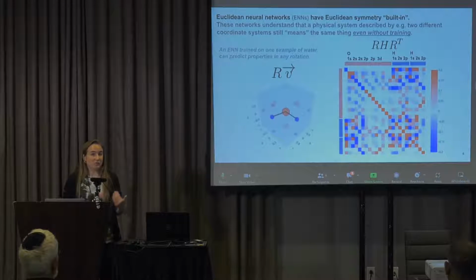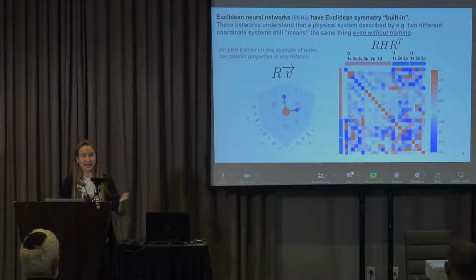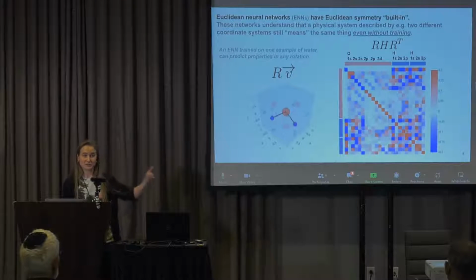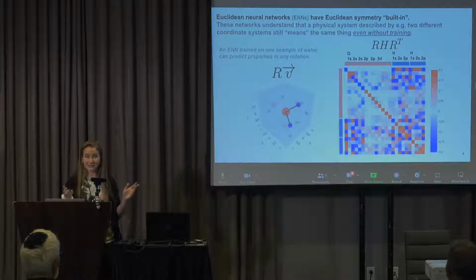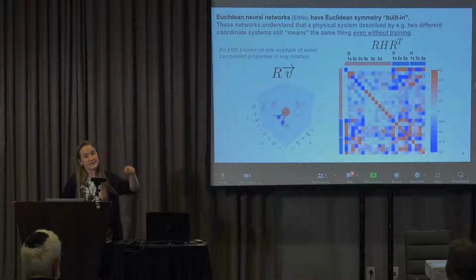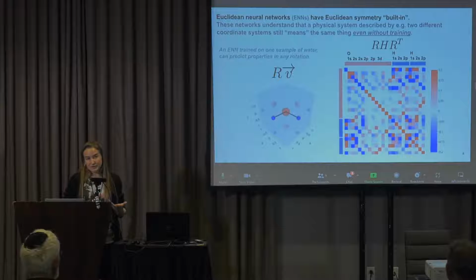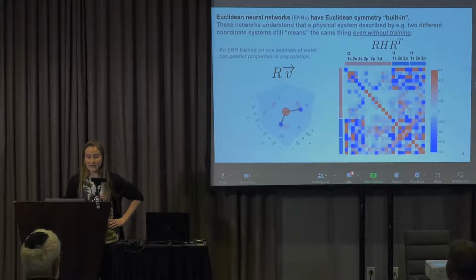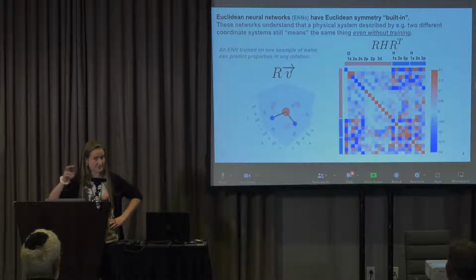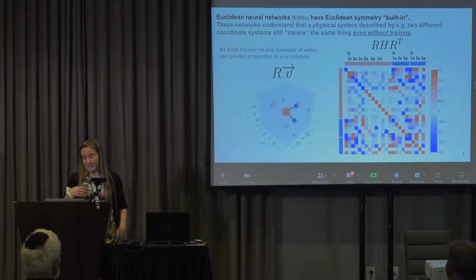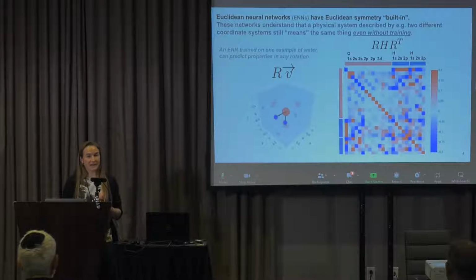One of the things I work on are Euclidean neural networks, which are equivariant models that have Euclidean symmetry: 3D rotations, 3D translation, and inversion. Inversion is what gives you things like mirror planes, screw axes, glides, things like this. This is all built into the model, and these networks understand that a physical system described by different coordinate systems still means the same thing. And this can be really handy, particularly if you're dealing with complex properties of atomic systems.